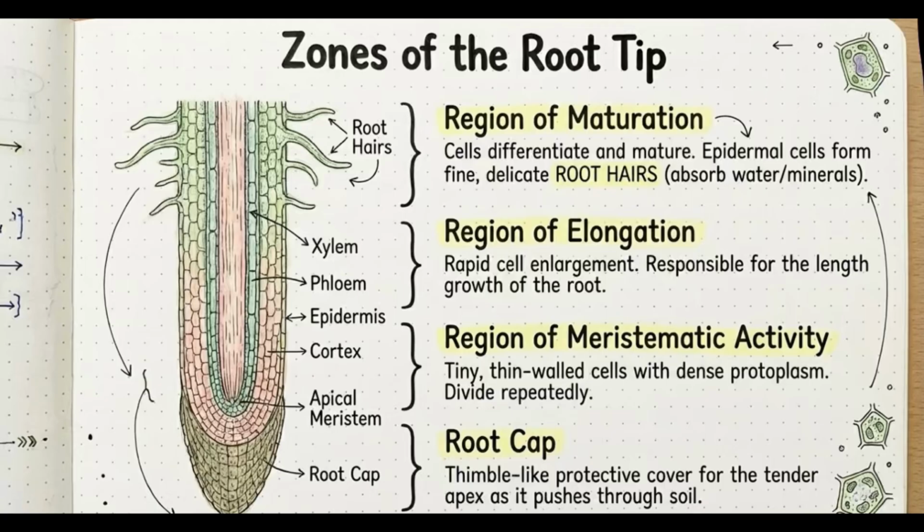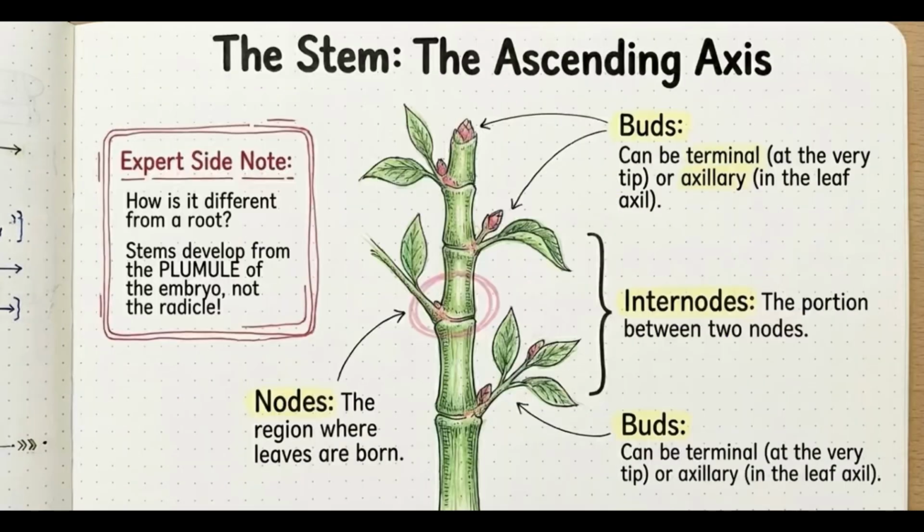But let's follow that upward growth. We've secured the foundation, the plant is anchored and drinking. But all of this underground effort is really in service of reaching the sun. Right, photosynthesis. So we burst through the soil into the ascending axis, the stem. And just as the root has a specific origin in the seed, the radicle, the stem develops from a different part of the embryo called the plumule.